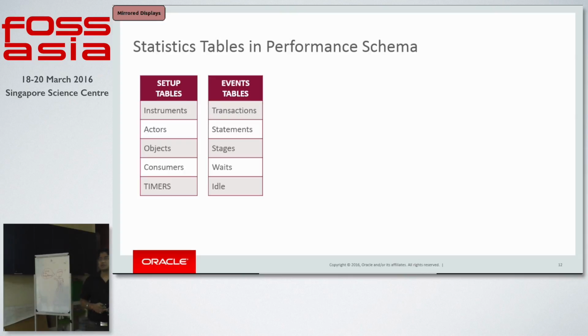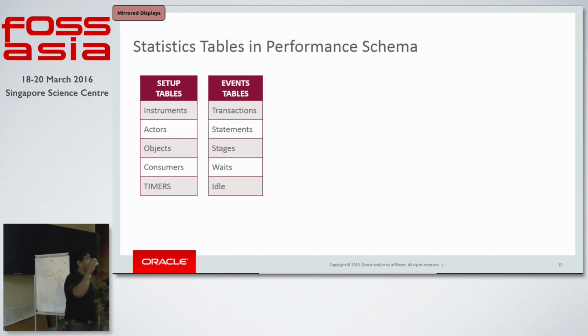Then we have the events tables. In performance schema, or in the MySQL server, we have these 5 events. We have transactions. A transaction could have multiple statements. A statement could go through multiple stages. Stages means that when a statement is executed, it goes through different stages: parsing, optimization, fetching table, opening table, sending data, closing tables. All these are the stages. So when a statement is executed, it goes through multiple stages.